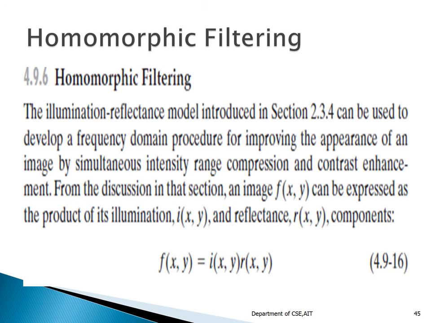This equation cannot be used directly to operate on the frequency components of the illumination and the reflectance, because the Fourier transform of a product is not the product of the transforms. So we take the logarithm first, then convert to the Fourier transform of the illumination and the reflectance respectively, and then the output image can be processed. That is the concept of homomorphic filtering.